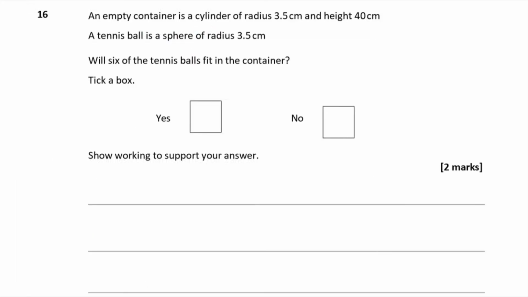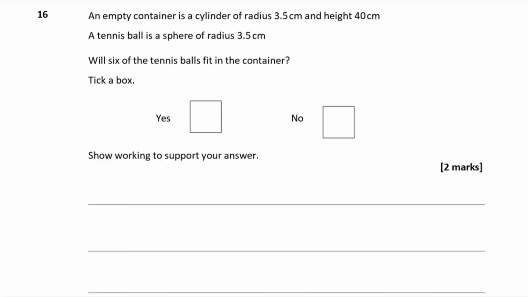Question 16. An empty container is a cylinder of radius 3.5 centimeters and height 40 centimeters. A tennis ball is a sphere of radius 3.5 centimeters. Will 6 of the tennis balls fit in the container? Tick a box, yes or no.